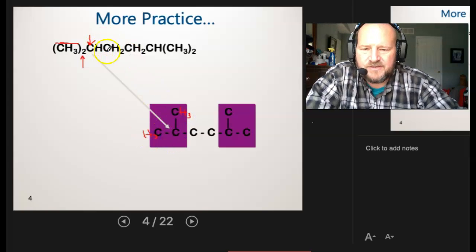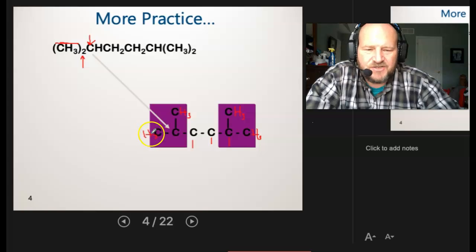Okay, then it continues on to a CH2, which is this guy. Then another CH2, that's going to be that guy. And then a CH, and that's going to be that guy. And then we end it with 2 methyl groups as well. Well, that's going to be methyl group 1, that's in the parenthesis, then methyl group 2, that's in the parenthesis.